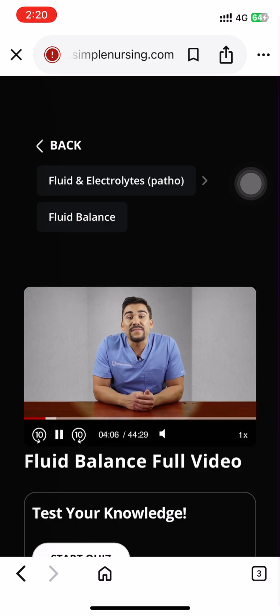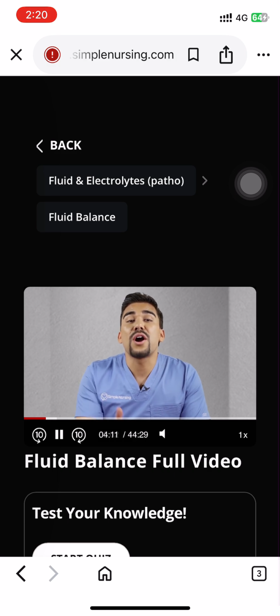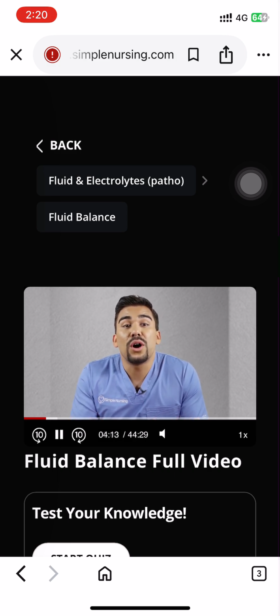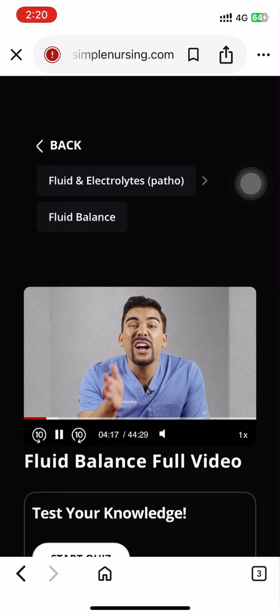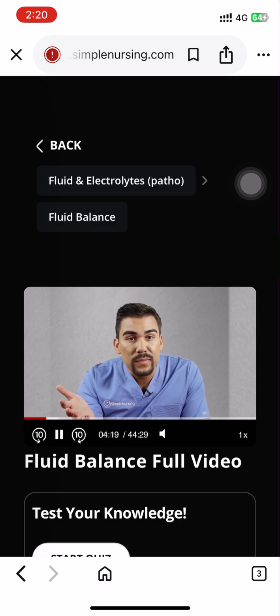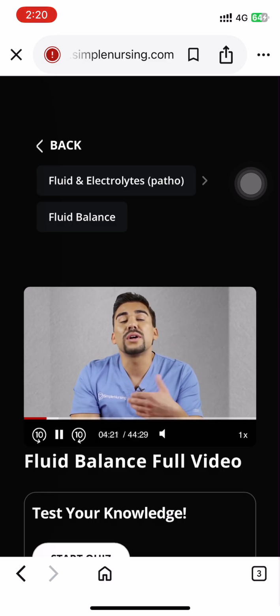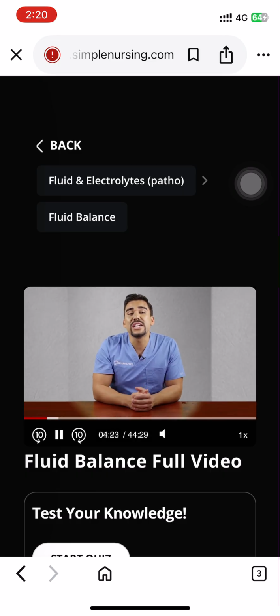Like our CSF, our cerebral spinal fluid around your brain and spinal cord, your pericardial fluid, all that fluid around your heart muscle, your synovial fluid, your joint fluid, your intraocular fluid, your eye fluid, your pleural fluids, known as your lung fluids, as well as your digestive secretions, your intestinal fluids.